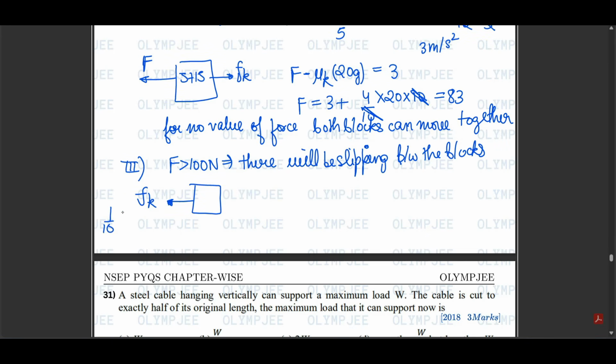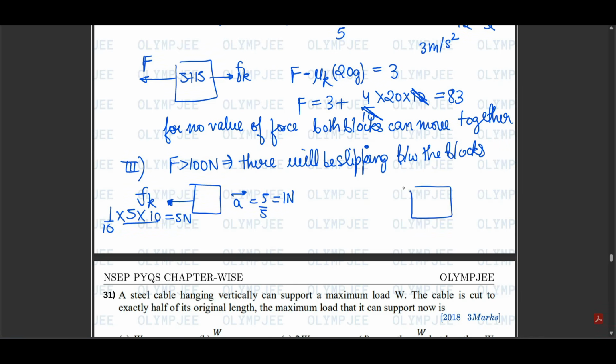approximately 1 by 10 multiplied by 5 multiplied by 10. So this will be maximum kinetic friction is this much, which is 5 Newton. So acceleration of this block would be 5 by 5, which is 1, approximately 1 meter per second square. It will be a bit lesser than 1 because g is 9.8, not 10.